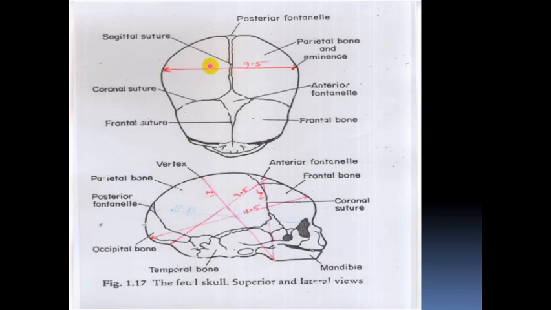This is the biparietal area, which is the area between the two parietal eminences. This is the frontal point, which is the root of the nose, while the vertex is the center of the sagittal suture. These are the most important landmarks of the skull of the fetus.